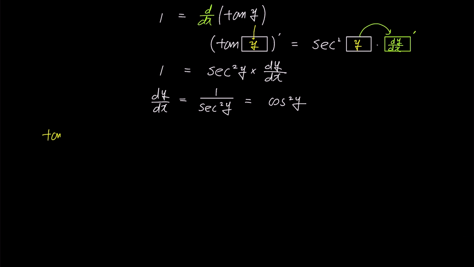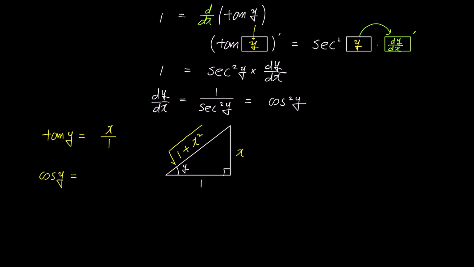Using the equation tangent y equals x and representing the right side as x over 1, let's draw a right triangle and label the angle on the left side as y. Since tangent y is x over 1, we can observe that the opposite side is x and the adjacent side is 1. Applying the Pythagorean theorem, we can find the hypotenuse, which is square root 1 plus x squared. By examining the triangle, we can determine that cosine y is equal to adjacent over hypotenuse, which simplifies to 1 over square root 1 plus x squared.